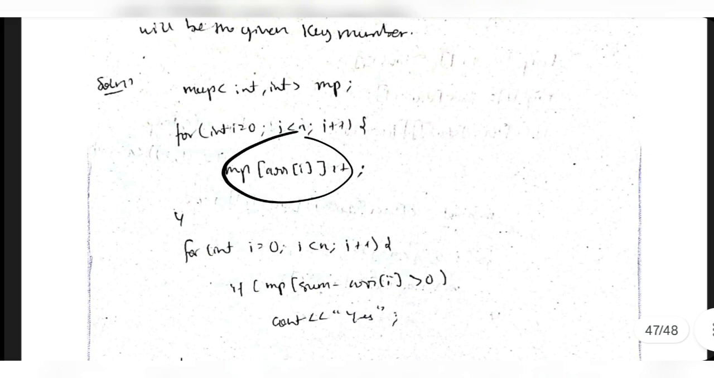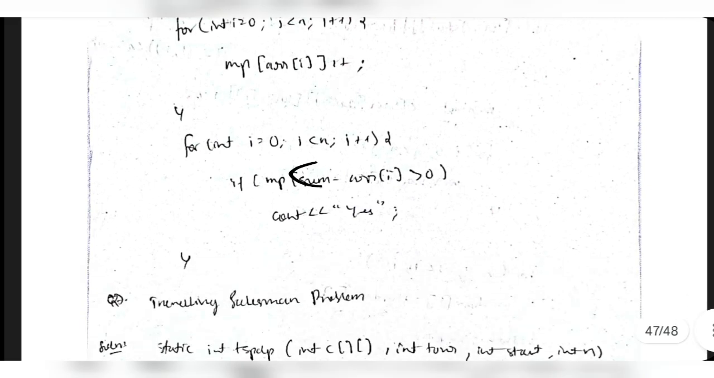Firstly, we will initialize all the numbers here with 1. After that, we'll check if sum minus array of i is greater than 0, that means it's present in the map or not. If it's present, yes, else it will show as not present.